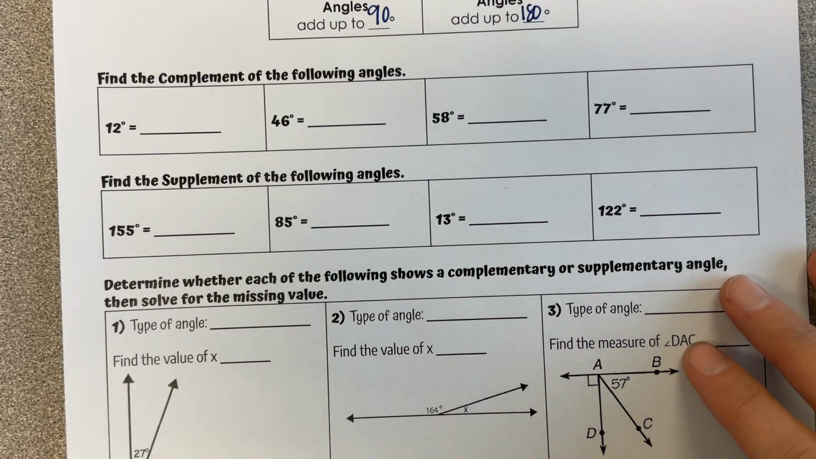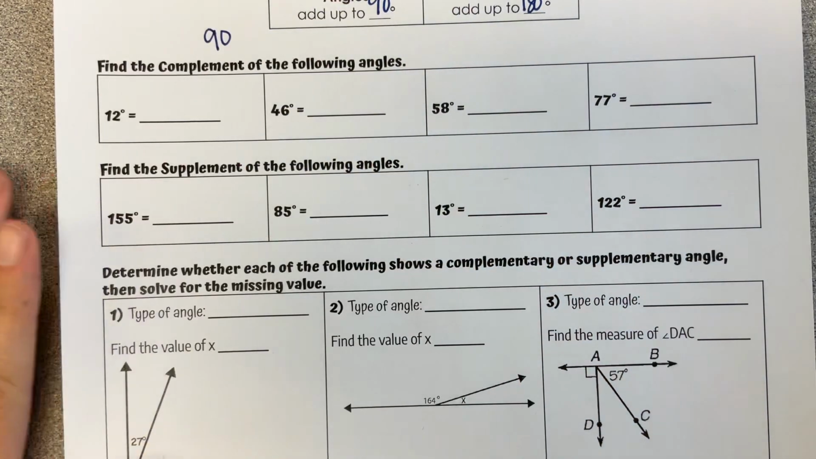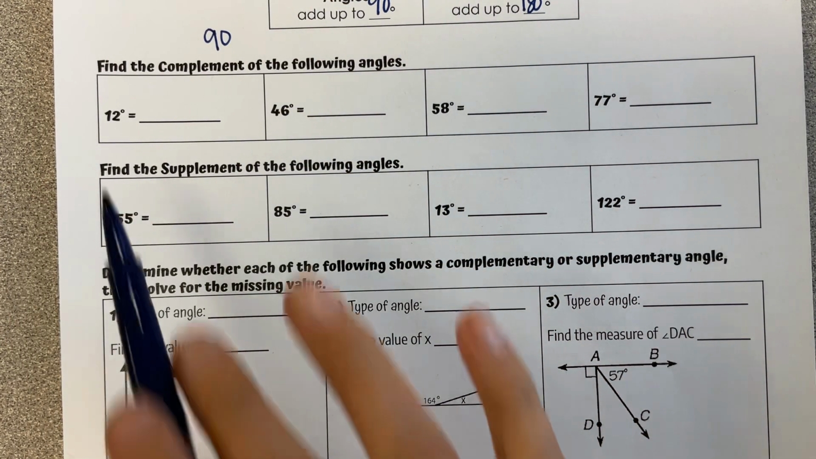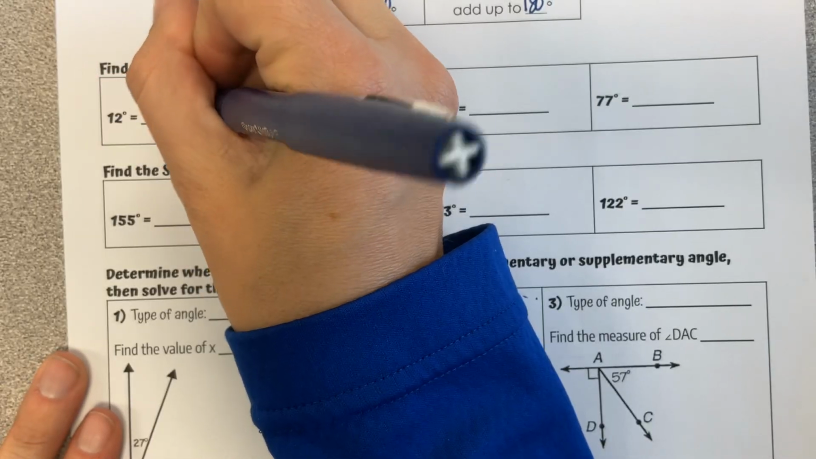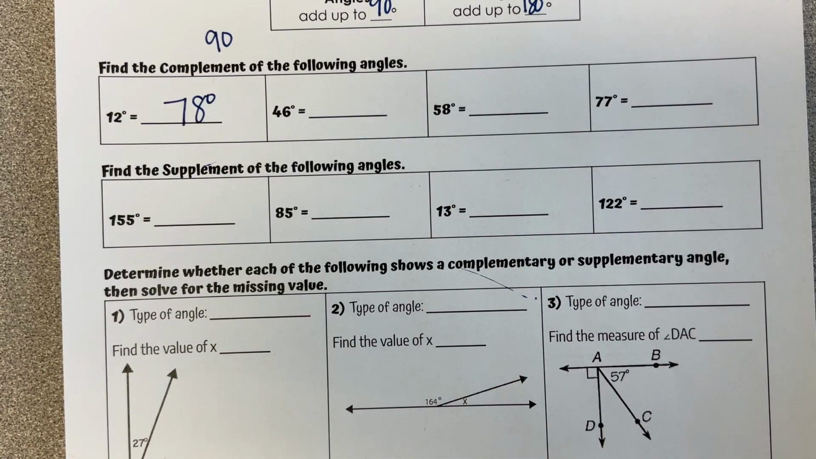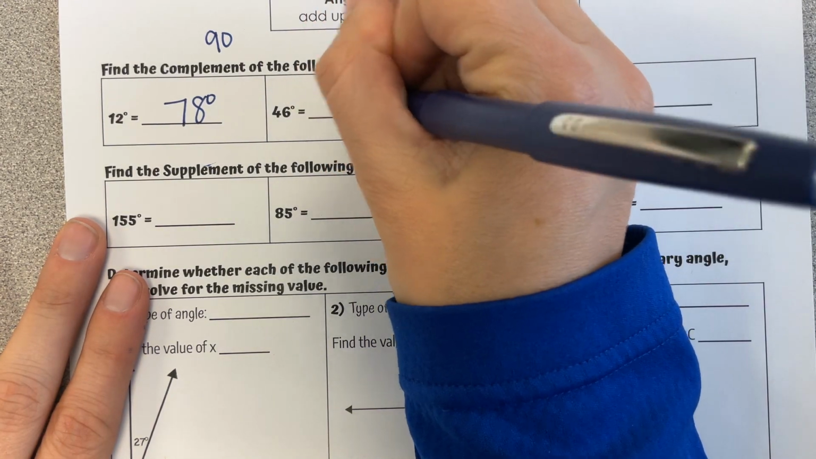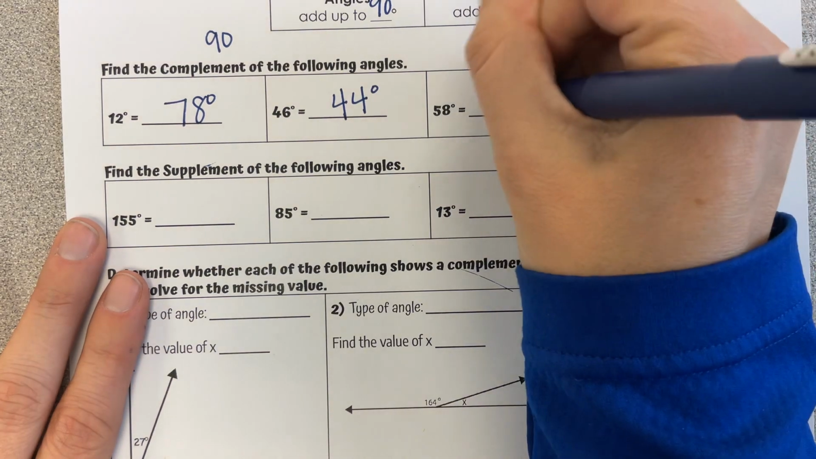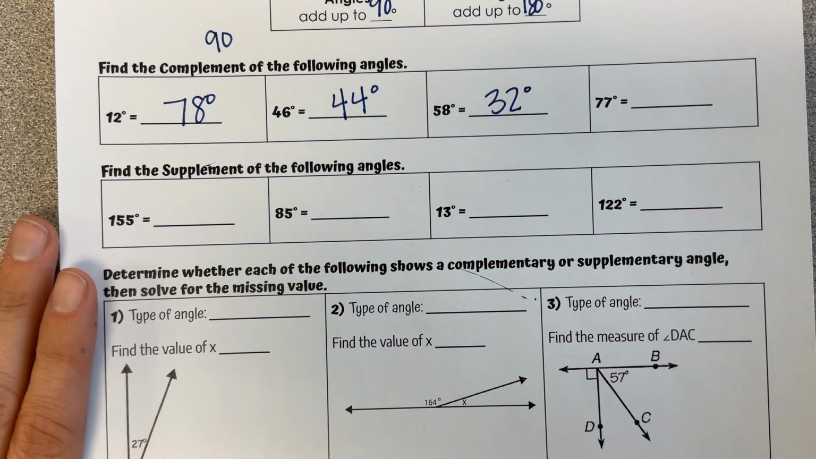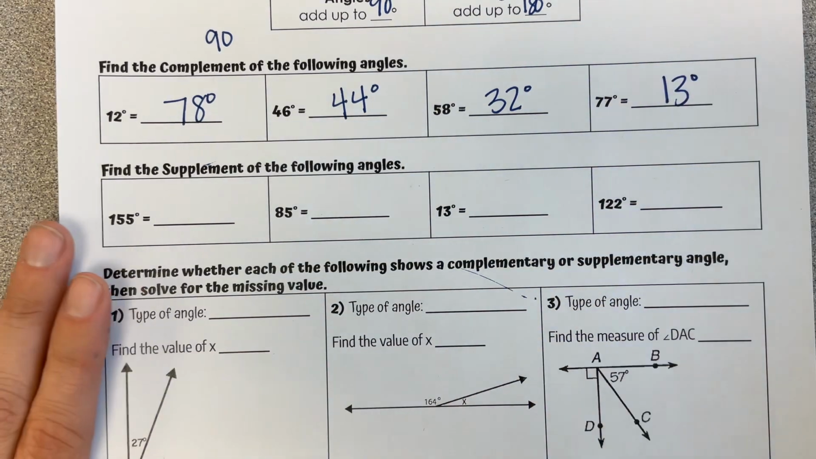So let's just look at examples where we're just finding the complement. So reminder, finding the complement means they add to 90 degrees. So if you have a 12-degree angle, 90 minus 12 is 78 degrees. 90 minus 46 is 44 degrees. 90 minus 58 is 32 degrees. 90 minus 77, 13 degrees.